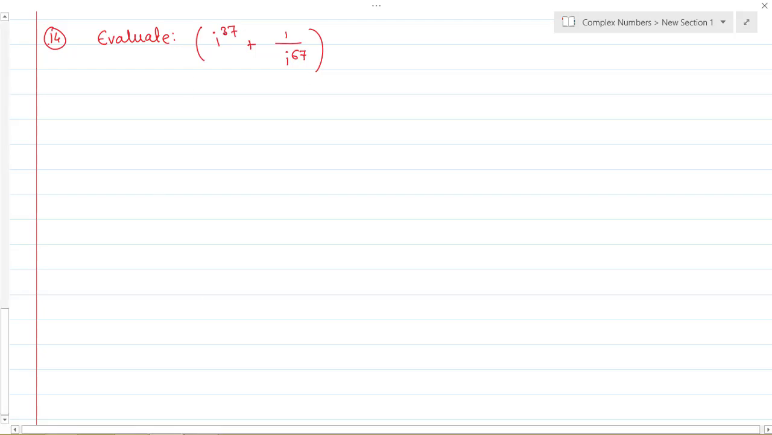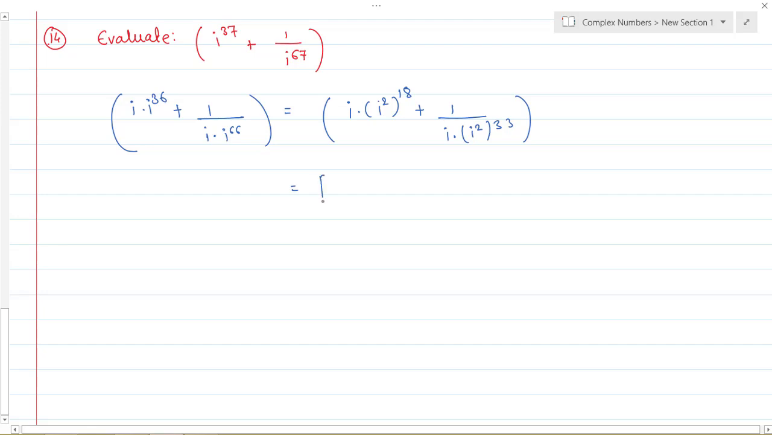Here again we are given i to the power of a number, that is 37. So what to do? First convert this into square terms. As 37 is an odd number, we can write i^37 as i into i^36, plus 1 divided by i into i^66. This can be written as i into (i squared) to the power 18, plus 1 divided by i into (i squared) to the power 33. Okay, so now the question becomes very simple.